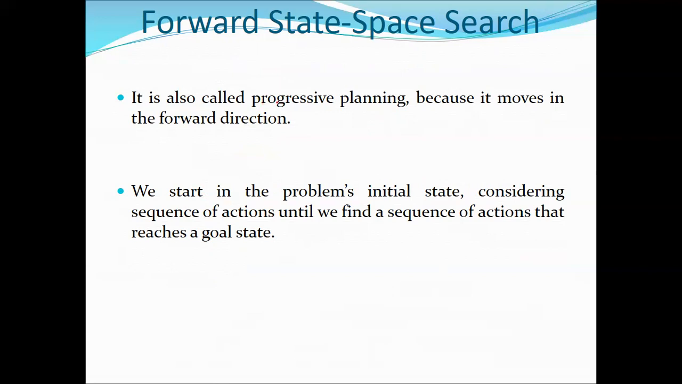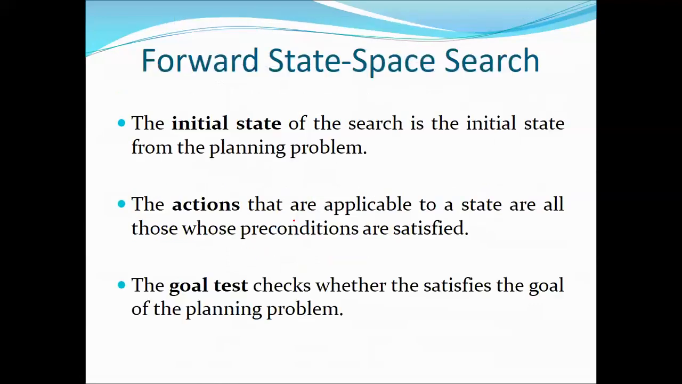The forward state space search is otherwise called progressive planning. That is, in a state space search, if you apply forward state space search, it is called progressive planning because it moves in the forward direction. Forward means we start with some initial state and then we move on to the next state, and so on and so forth until you reach the goal state, right? So this is how the forward state space algorithm proceeds. It starts with the initial state, it performs some sequence of actions until it reaches the goal state.